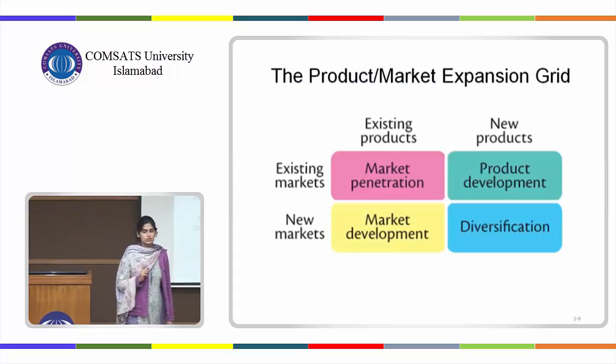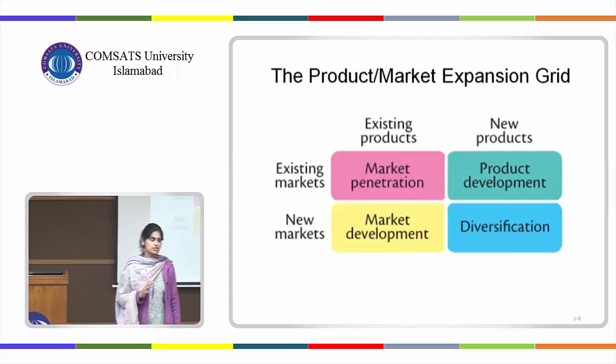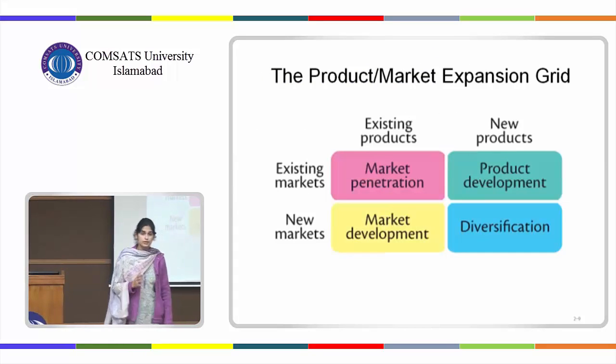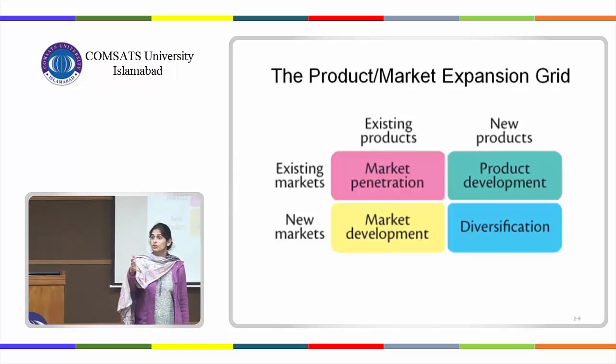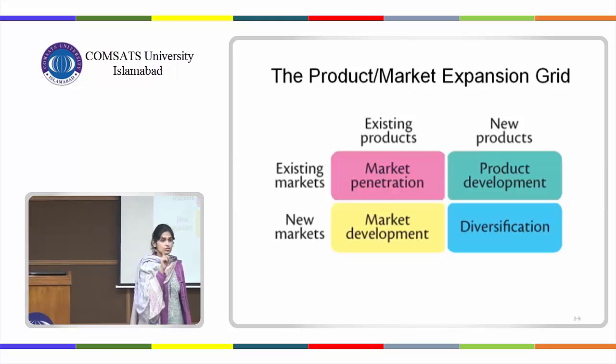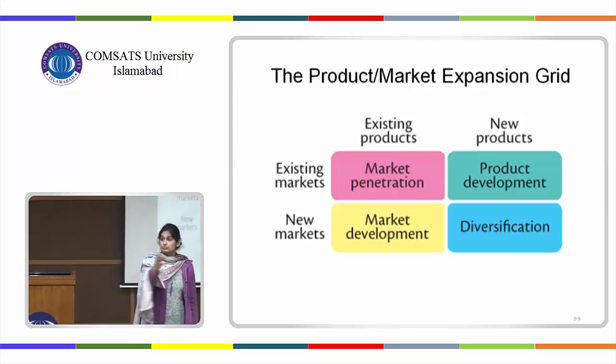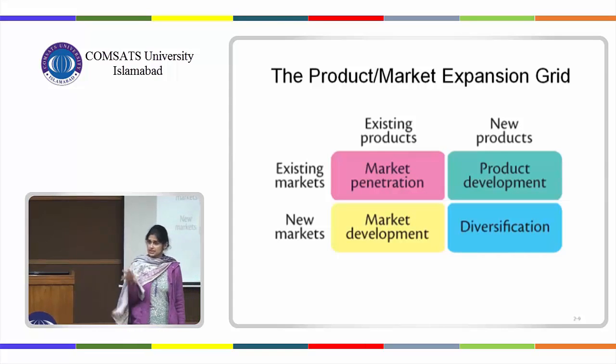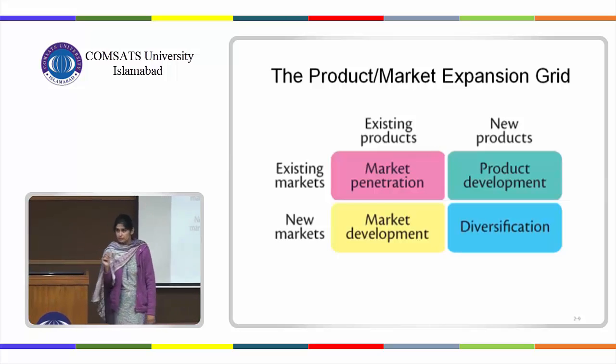Now the marketing expansion grid talks about 4 types of strategies. The first strategy was market penetration. Market penetration talks about going deeper into the market that you're currently in with the existing products. You don't change the product, you take the same product and penetrate deeper into the market. How do you do that? You can change the marketing mix.